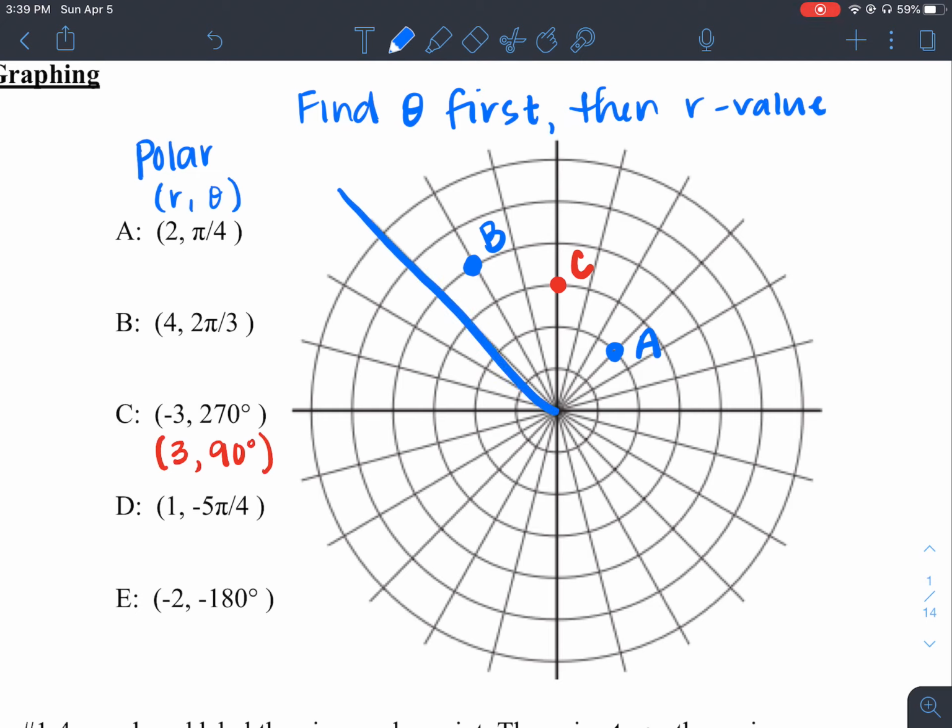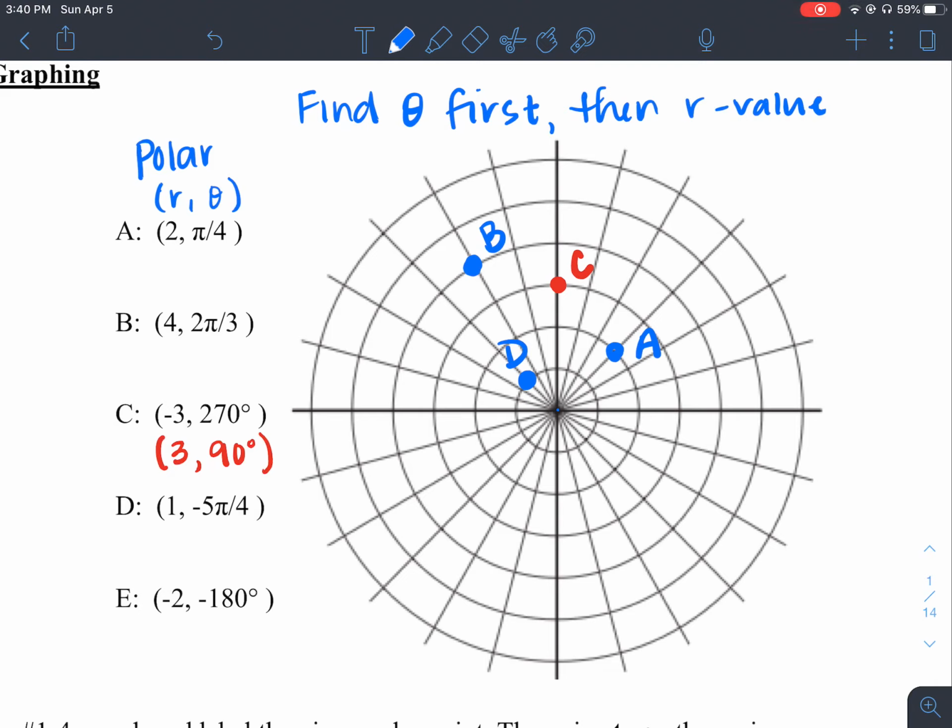So that's going to give me this line right here. I'm opening up this way. That's at negative π/4. And I want to go a radius of positive 1, which is going to give me this point right here. That's my point D.